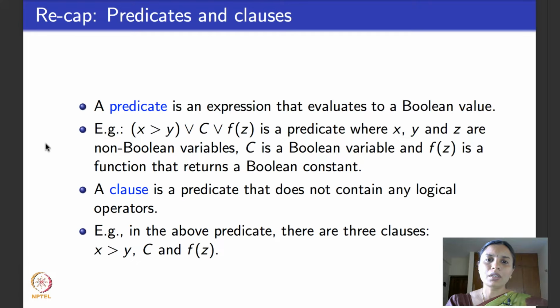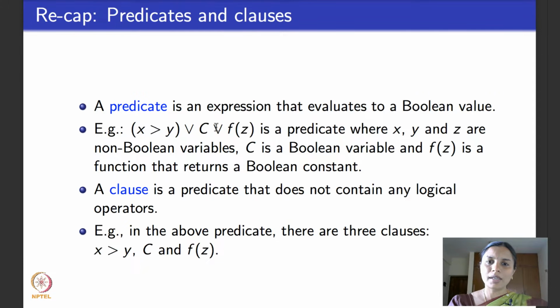What is a predicate? A predicate is any expression, any formula that evaluates to a true or false value. Here is an example. This is a predicate which has three clauses: x is greater than y, or c, or f of z. X, y, and z are some variables. We assume that they are not Boolean. X is greater than y will result in a Boolean value. C is a standalone clause, so C better be a Boolean entity.